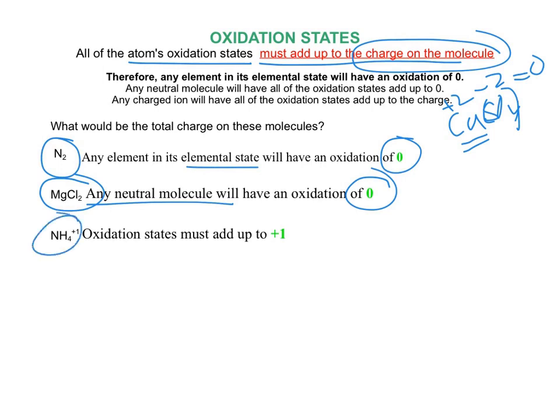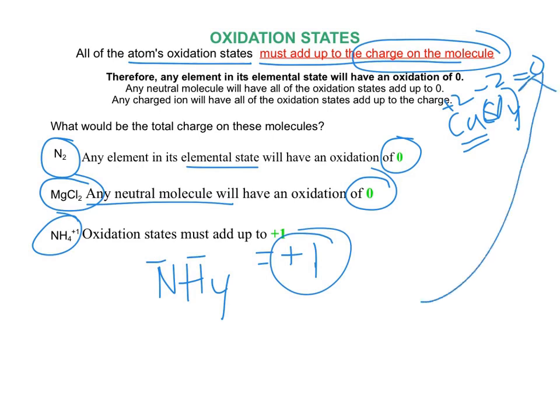The only difference is when you're working with a polyatomic, for example, ammonium, because it has a +1 charge, all of the individual oxidation numbers would have to equal +1 instead of the typical 0. When you're working with an ion, it is going to be equal to the charge of that ion.